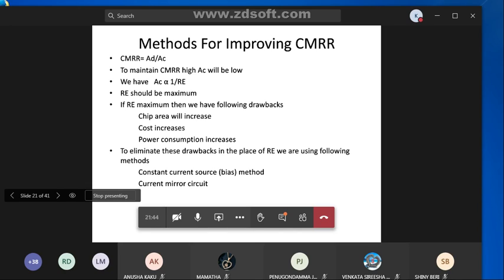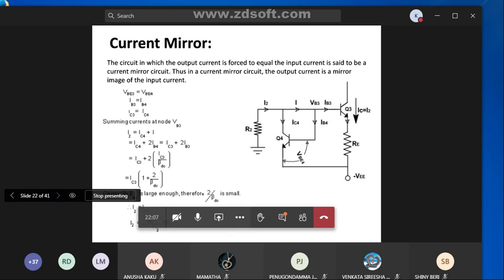To eliminate these drawbacks, we are using two methods to maintain high CMRR: the constant current source method and the current mirror circuit. The current mirror circuit is one of the important topics. The purpose of the current mirror circuit is to improve the CMRR.